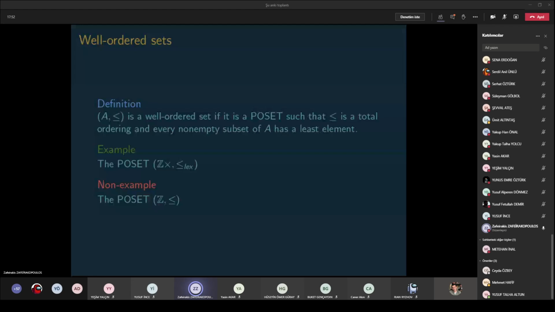Here, is this poset well ordered? Why is this not well ordered? Can you hear me? Yes. Okay. So then I will ask Dan Berg why this poset is not well ordered.